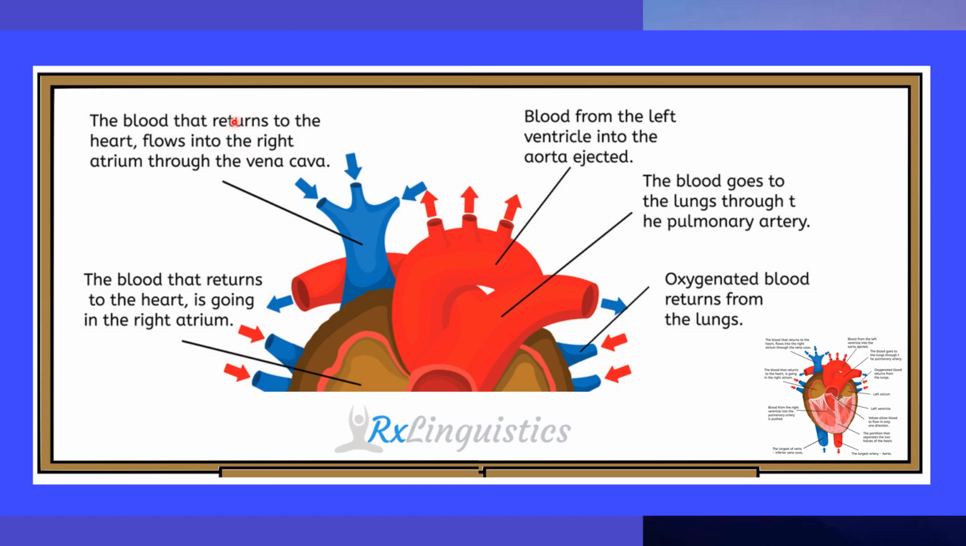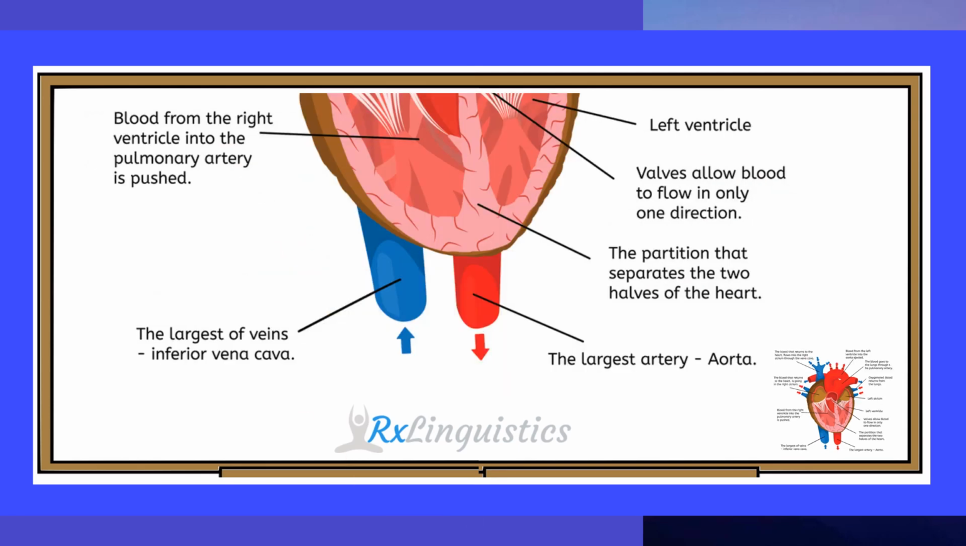The word return here is a verb. Flows is a verb. Goes is a verb. Returns again is a verb. Is pushed is a verb. Allow is a verb. Separates is a verb.